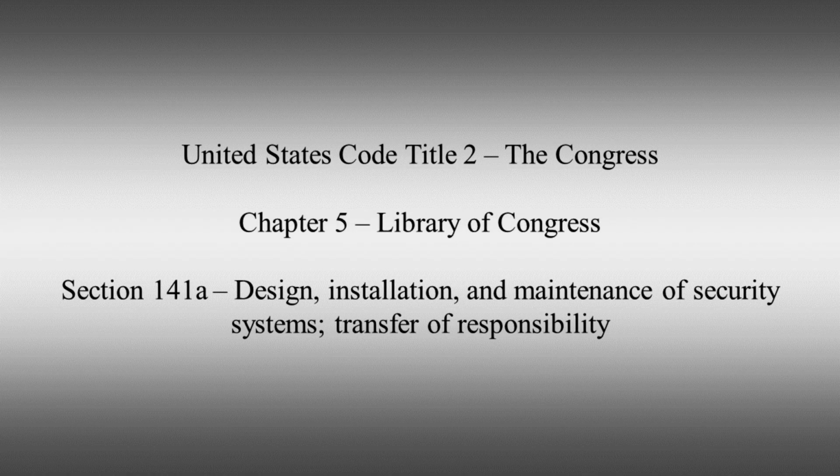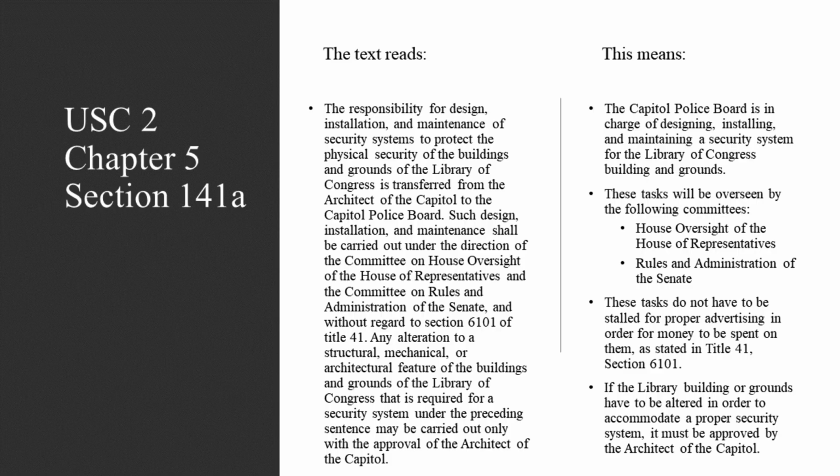United States Code Title 2, the Congress. Chapter 5, Library of Congress. Section 141a, Design, Installation, and Maintenance of Security Systems, Transfer of Responsibility. The text reads: the responsibility for design, installation, and maintenance of security systems to protect the physical security of the buildings and grounds of the Library of Congress is transferred from the architect of the Capitol to the Capitol Police Board.